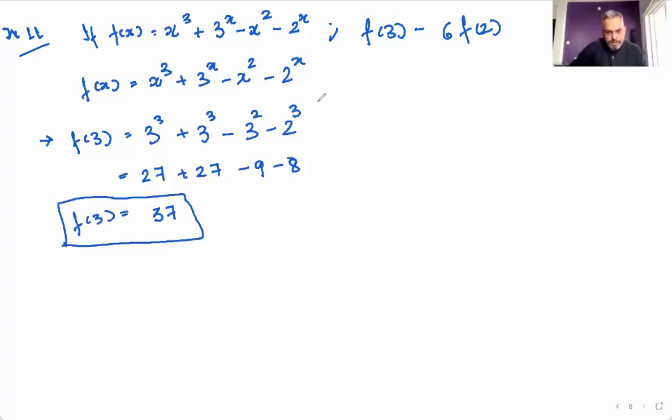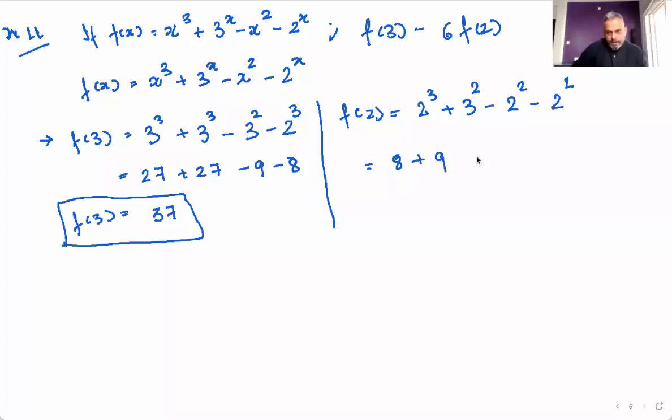One piece of information we have got. Now let's find f of 2, which is equal to 2 cubed plus 3 raised to 2 minus 2 squared minus 2 raised to 2, which is equal to 8 plus 9 minus 4 minus 4, which is equal to 9. So f of 2 is equal to 9.